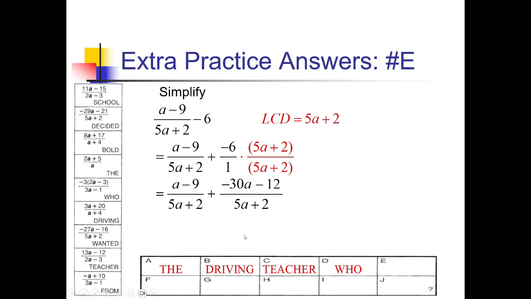Combining like terms and keeping my denominator now, we have a plus negative 30a, that's negative 29a. Negative 9 plus negative 12 gives us negative 21. And other than taking out a negative 1, there's nothing I can really do to factor this numerator. So let me see if I can find this answer the way it's written. I do see it right here. That's the word decided going in box E.